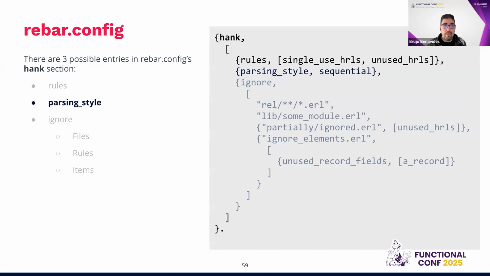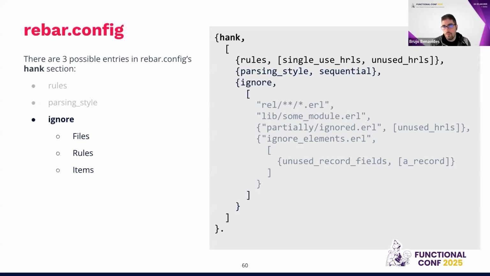Then you can use parsing style. You can choose between 2 ways of parsing files: sequential, which is slower but more predictable, or parallel, using processes, which is faster. Parallel is the default one, but if you need to debug something, it's usually very convenient to switch to sequential, at least until you report the issue. Then you can go back to parallel.